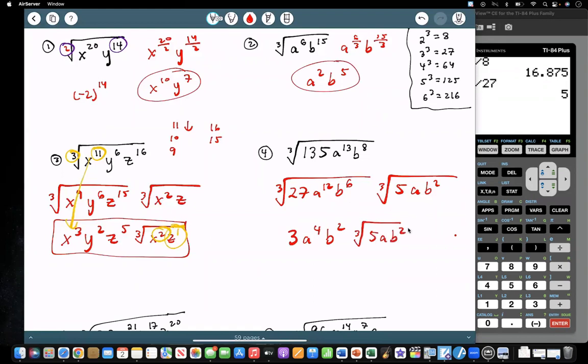And you should notice the exponent should always be lower than the index, because if it was 3 or higher, 3 would go into it more, right? So these will always be either 1 or 2, because a remainder of 0 means it goes in evenly. So that's just nothing, right? I think the 0 power is just 1. So this would be my final answer.